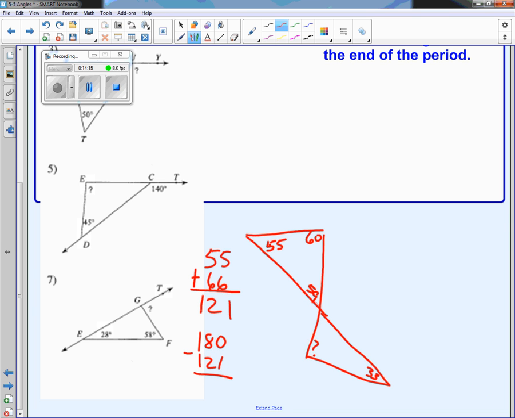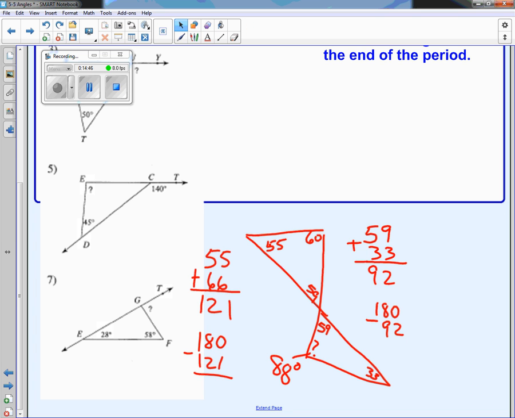If we go back to transversals and parallel lines, what do I know about two angles that are diagonal from one another? What do we call those? Vertical angles. And they're the same measurement. So if this is 59 degrees, so is this. And now how can I figure out what this question mark is? We add 59 and 33 to get 92. And then you subtract 92 from 180 to give us what? 88.